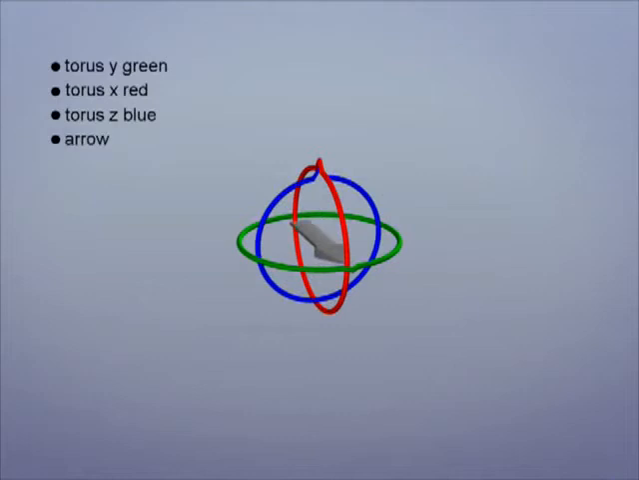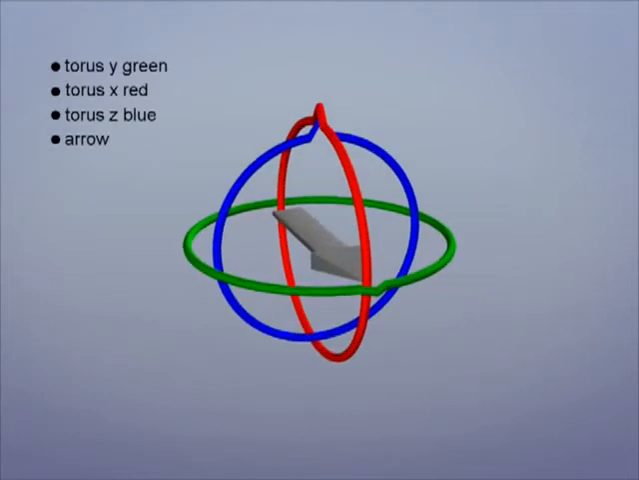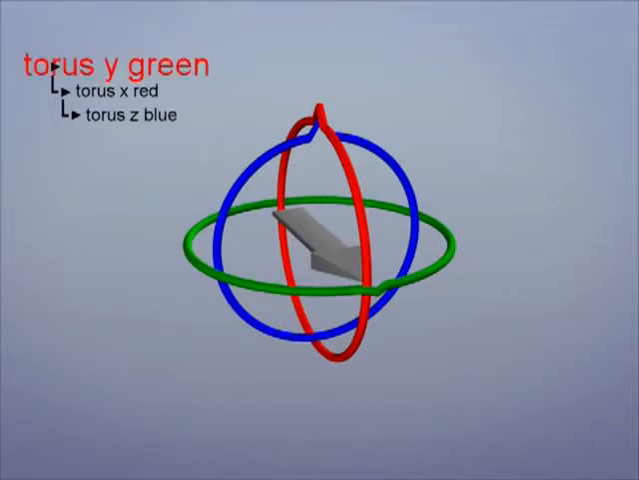Let's make this ourselves in a hierarchical system. To demonstrate, we'll grab some torus objects. They can represent each axis. Green will represent Y, X will be red, and Z blue. So altogether we have 3 toruses and an arrow object. Let's parent them together. X to Y, Z to X, and the arrow to Z. This is going to mimic a rotation order of Y, then X, then Z.